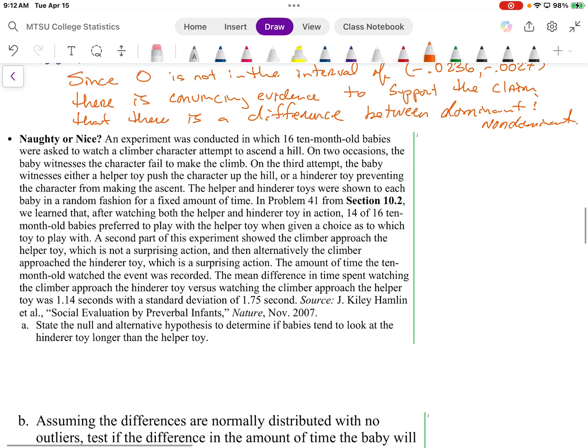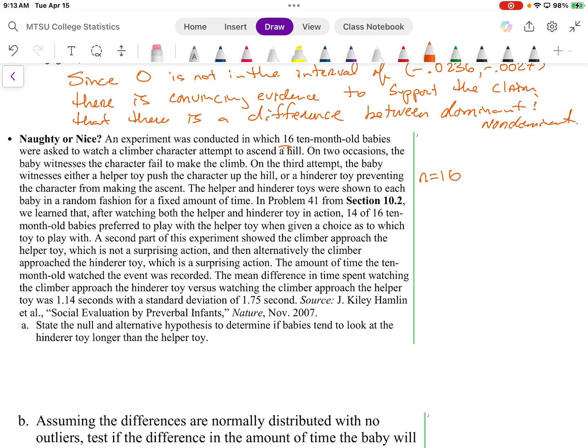So the next one, naughty or nice, and I have it kind of broken up in stages here. An experiment was conducted in which 16 10-month-old babies, so N is equal to 16, were asked to watch a climber character attempt to ascend a hill. On 2 occasions, the baby witnesses the character fail to make the climb. On the 3rd attempt, the baby witnesses either a helper toy push the character up the hill or a hinderer toy that prevents the character from making the ascent. The helper and hinder toys were shown to each baby in random fashion for a fixed amount of time.